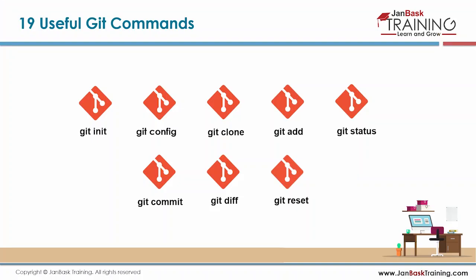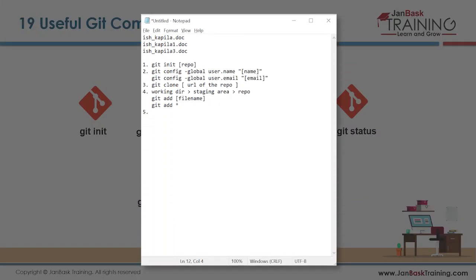The next question that comes to your mind is how we can confirm whether these files have been added to the staging area or not. The command is git status. You just need to type git status and it will show you which of the files are in the staging area and which are still in your working directory and have not been added to the staging area.